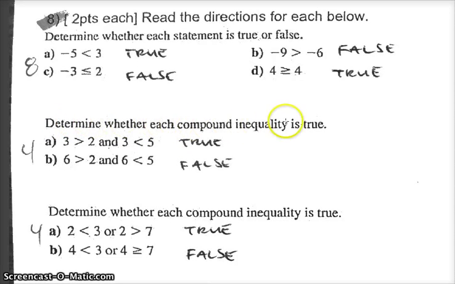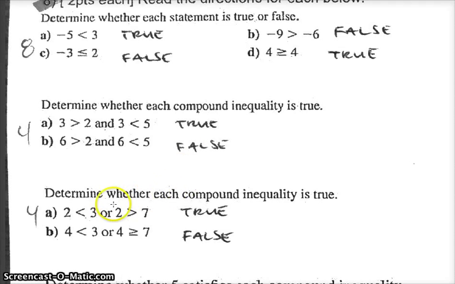Determine whether each compound inequality is true. Notice the key words here. These are "and," so it has to meet both of them, which means both of them have to be true. 3 is greater than 2, yes, and 3 is smaller than 5, yes. 6 is greater than 2, yes. 6 is less than 5, no. That means it's false. Class, what's the key word or key number for the word "or"? 1. I just have to meet one of these to be true. These are both false.